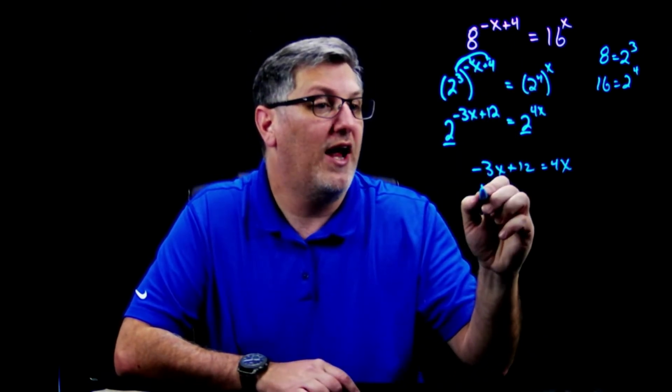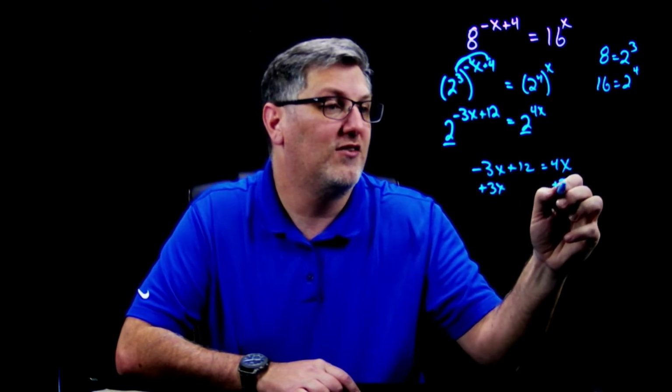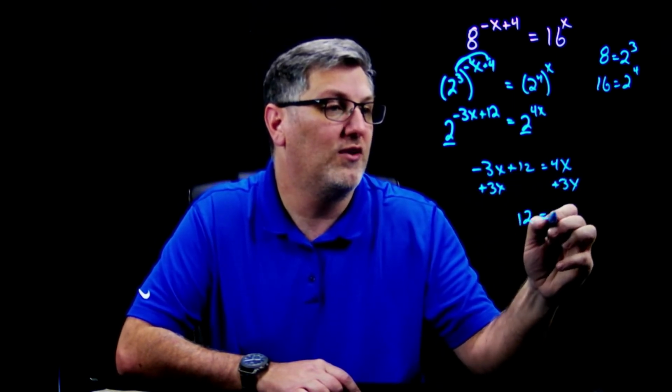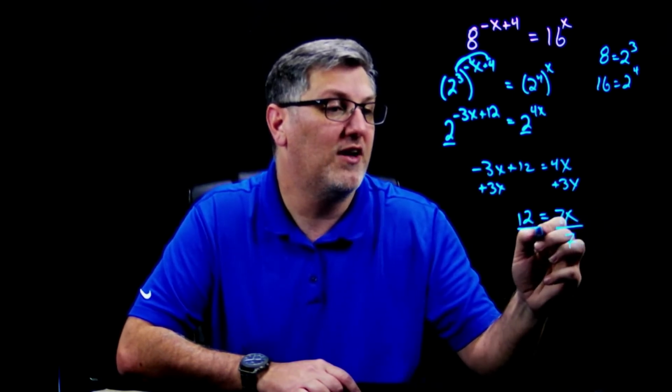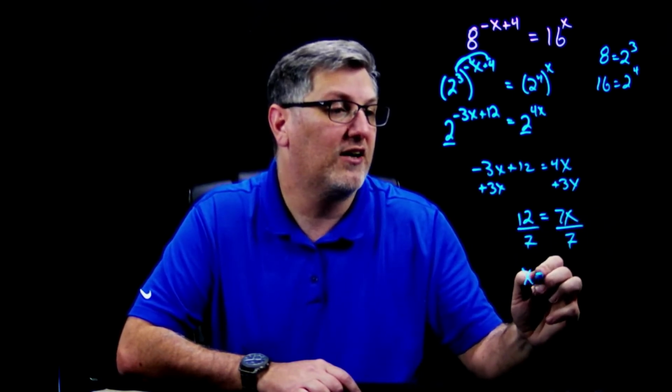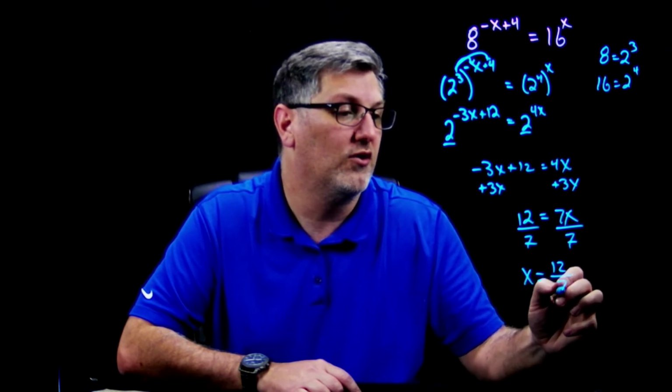All right, I'm going to add my 3x to both sides. I've got 12 equals 7x. Just divide both sides by 7. And I've got x equals 12 over 7.